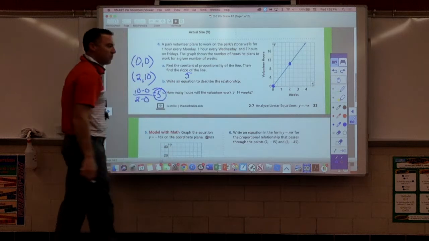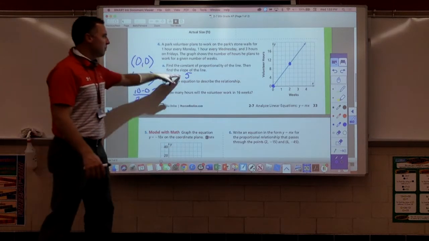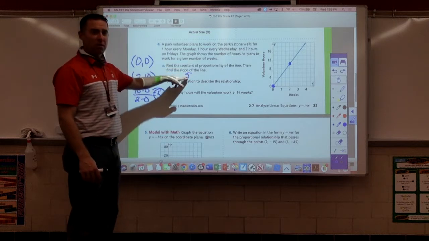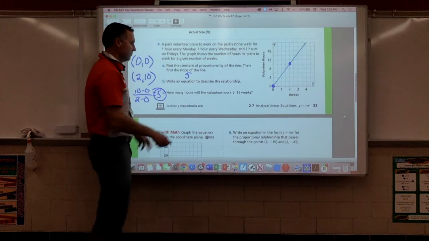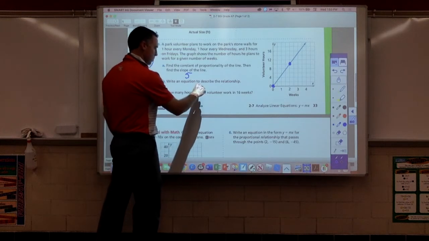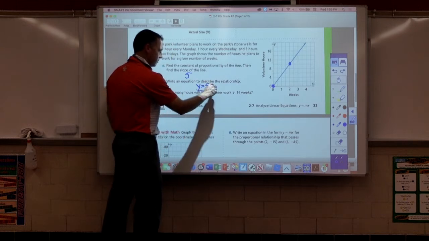Folks, your constant of proportionality is 5. Now, what does that mean in this situation about him working? He wants to work 5 hours each week. Yep. Write an equation: 5 hours per 1 week. Y equals 5x. Looks great.